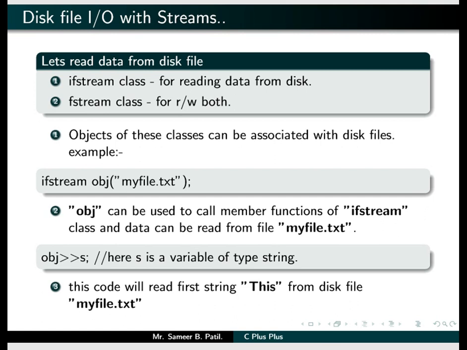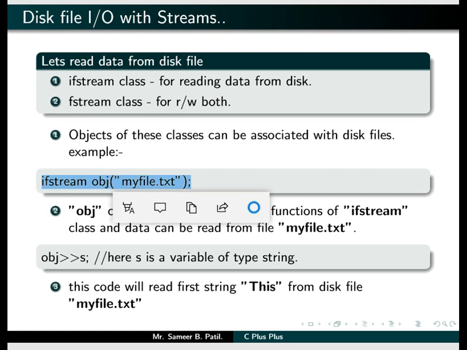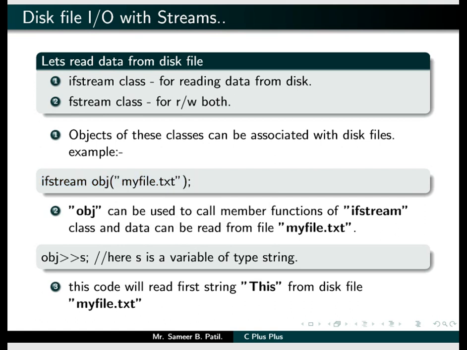An object of this class can be associated with the file. Now we are associating our ifstream object with myfile.txt. So here we can use this object to call the methods from the ifstream class, and the particular method will work on myfile.txt. This is how we can read a string from file using the object, then the extraction operator, and then a variable. Here the s variable is representing string type.